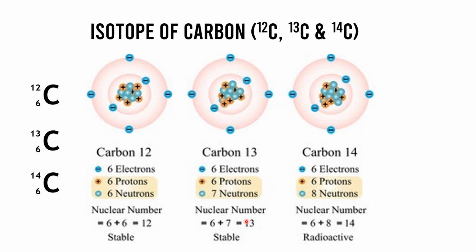This is 13 and this is 12. So the most stable carbon in nature, in this universe, is in the form of carbon 12. Carbon 13 is quite stable and carbon 14 is actually radioactive. So this is the way we write the isotopic notation for isotopes.